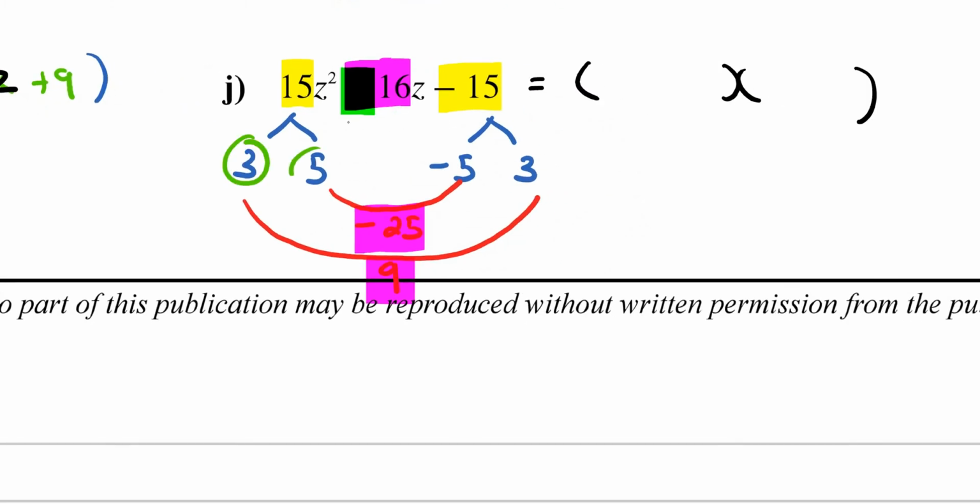So I have a 3 and a 5, so that's going to be 3x and a 5x. And then just follow that order pretty much. It's going to be negative 5 and plus 3.